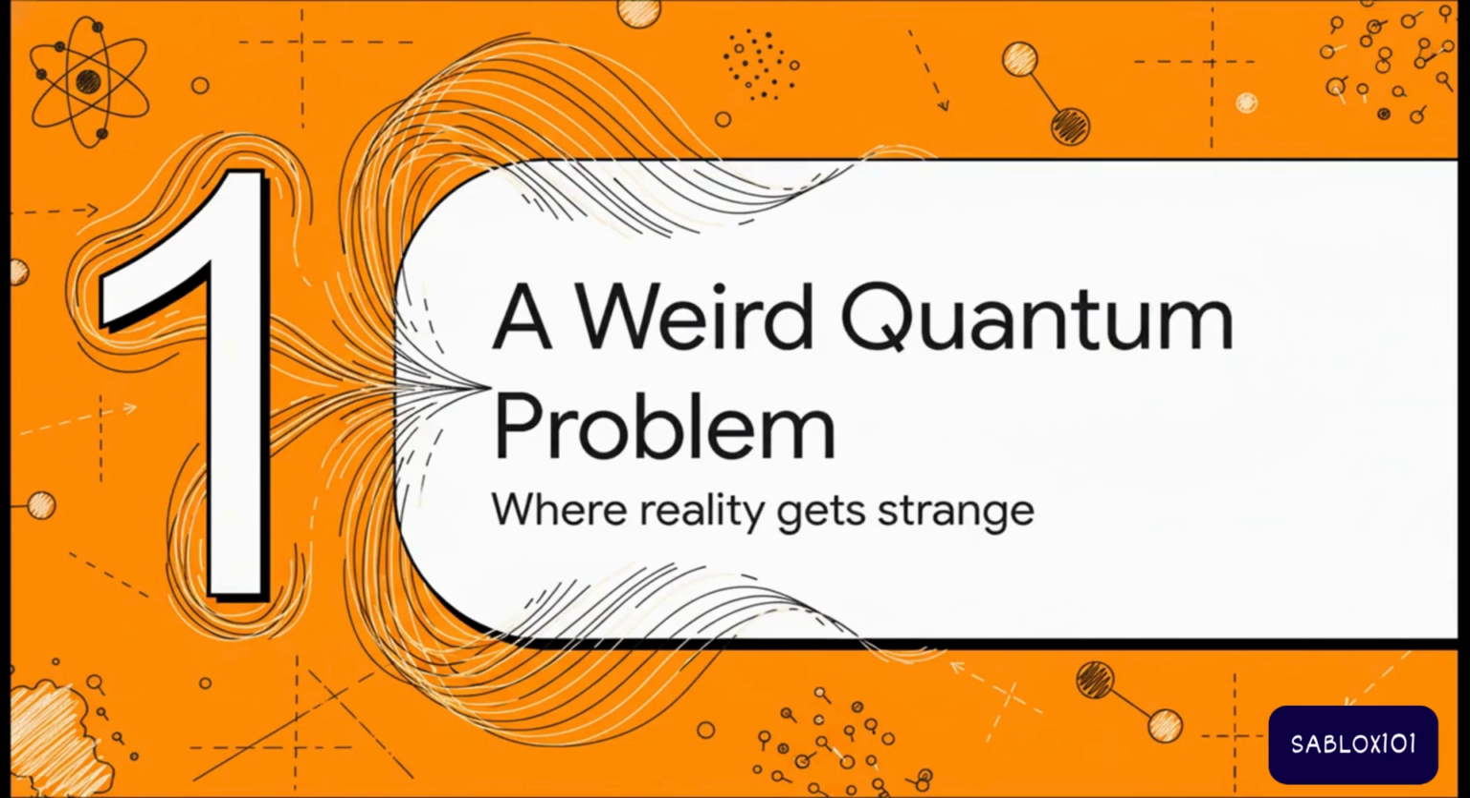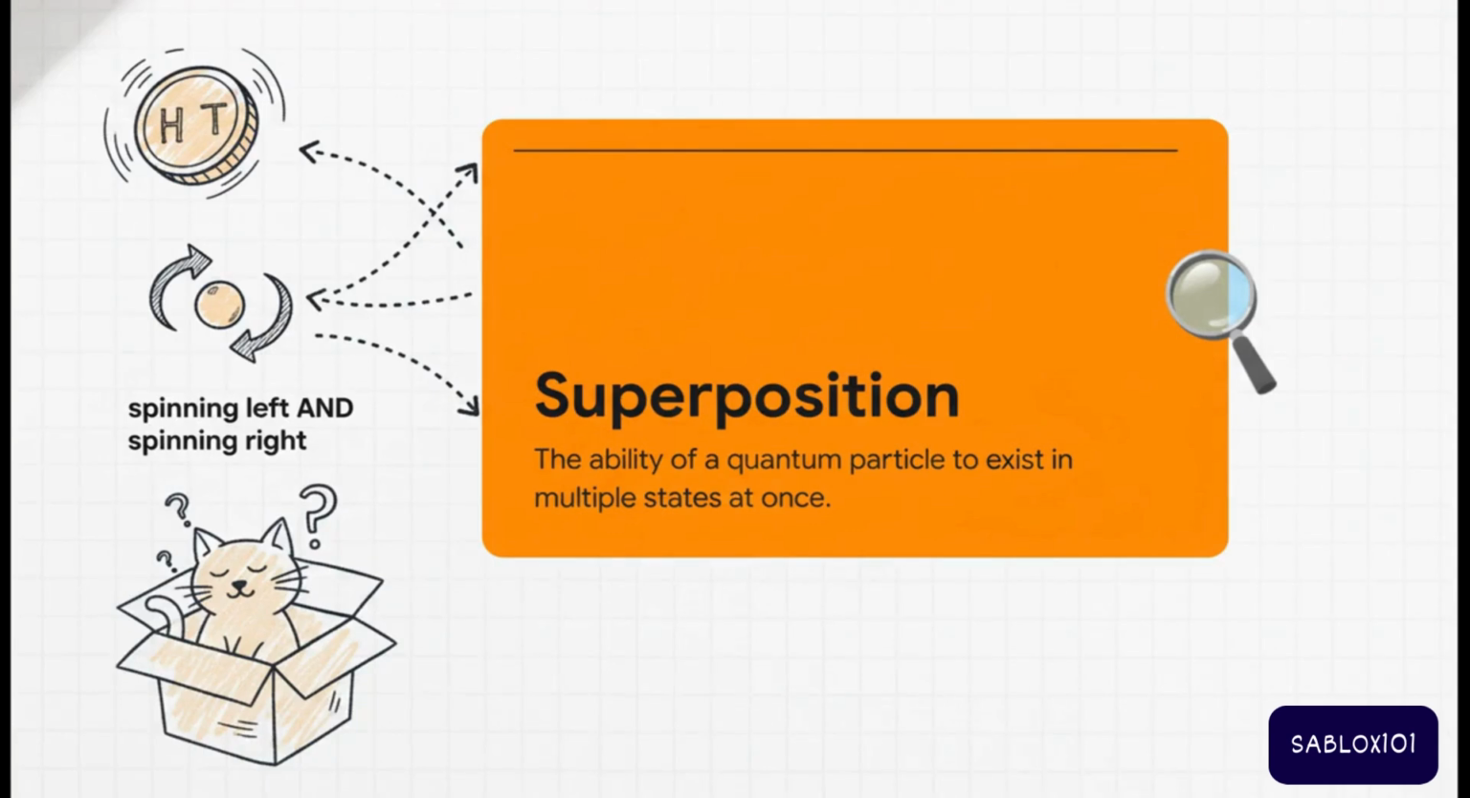Okay, so to really get the cat, we first have to understand the problem that made Schrödinger dream it up in the first place. And for that, we have to shrink way, way down to the quantum level. And trust me, this is where things get, well, really, really weird. At the heart of all this is one crazy idea: superposition.